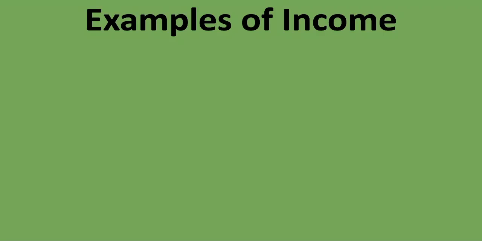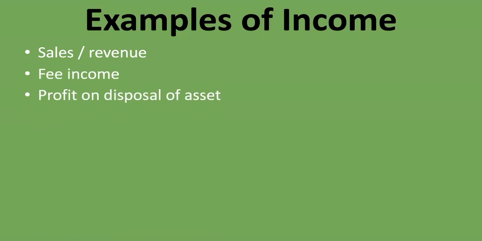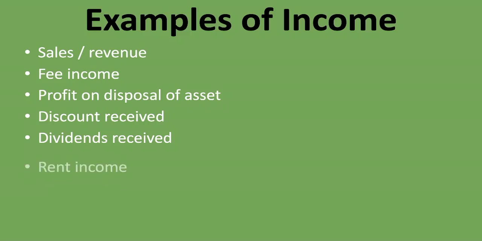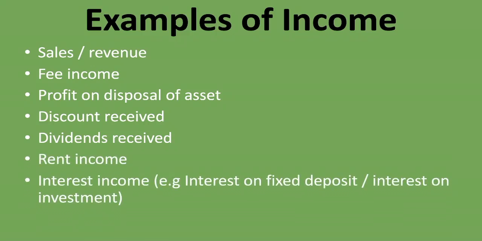What are some examples of income? Well, one is sales or revenue. There is an income that appears and it's usually the first line item in the statement of comprehensive income or the income statement. You've got fee income, you've got profit on disposal of asset, that's another income. You've got discount received, dividends received, rent income, interest income, and this is like the interest on fixed deposit or interest on investment, and bad debts recovered. These examples are not exhaustive, they are more examples of an income, but I hope this gives an idea of what you're dealing with when you look at income.